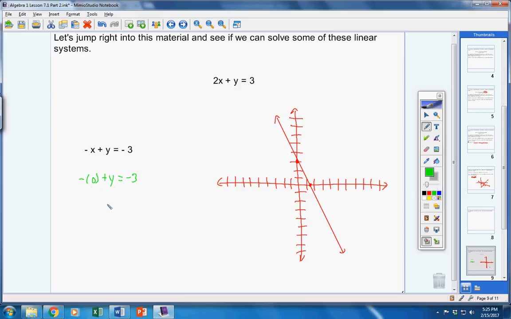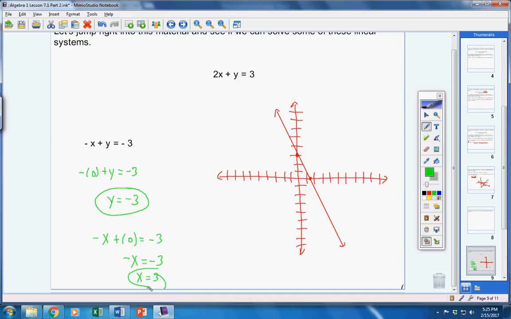Negative 0 is 0, 0 plus y is y, y equals negative 3. So there's my y-intercept. Now where the y is, I'm going to put a 0. So negative x plus 0 equals negative 3. Negative x plus 0 is negative x. If negative x equals negative 3, then change both the signs. X equals 3. So my y-intercept is negative 3. 1, 2, 3. And my x-intercept is positive 3.